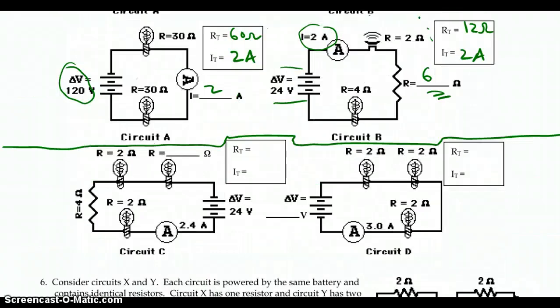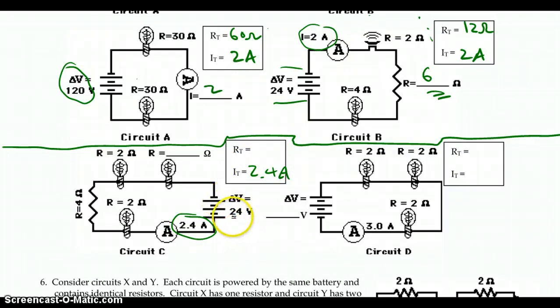Okay, so the green line just separates the circuits above from the others, just to make it clear. So now in this one, we're kind of back in the same boat we had last time. We do have the current traveling in the circuit. Again, it's series, so it's the same everywhere. So this is 2.4 amps.